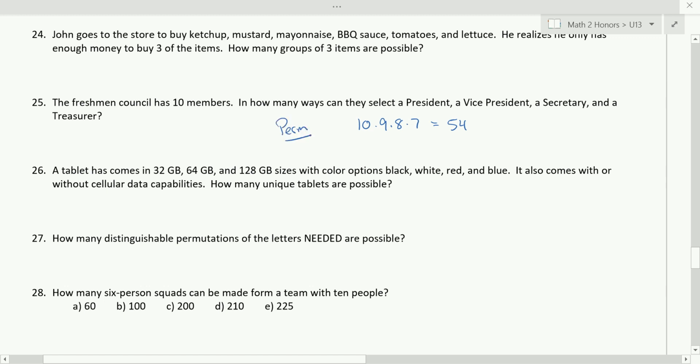So we're not dividing by anything, right? There's 10 people to choose for president. Once you choose your president, now there's 9 people for vice president, then there's 8 people for secretary, and then 7 people for treasurer. That looks better. Just forget my zeros.